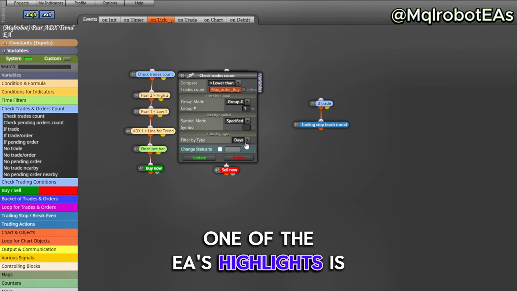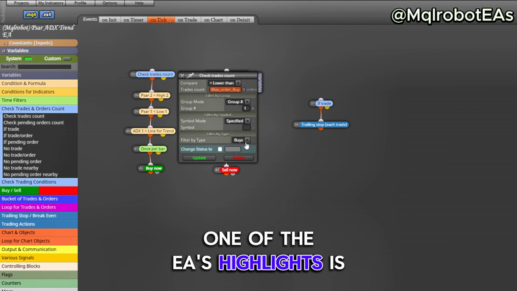Settings and customization. Users can modify key input parameters directly from the EA's constants panel, including lot size, maximum number of buy/sell orders, Psar and ADX parameters, ATR settings for TP, and trailing stop features as an optional block. This gives full control to traders who want to adjust the EA for different pairs, time frames, or volatility levels.